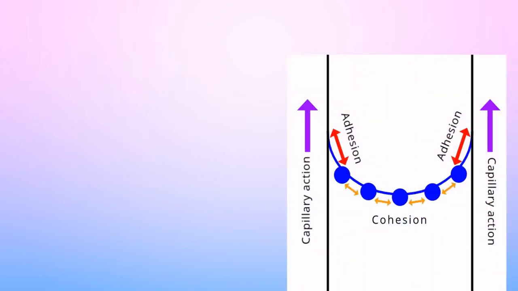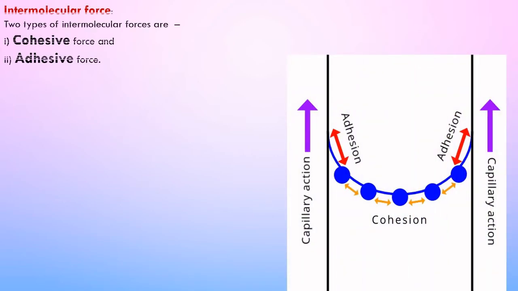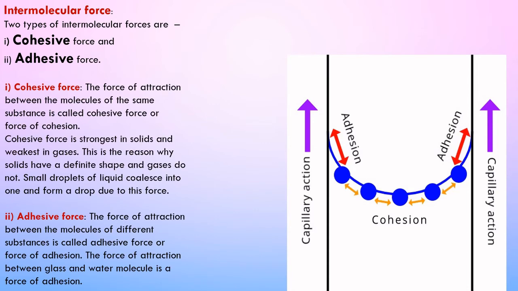Now to understand the concept deeply, we should understand the intermolecular forces in detail. Now there are two types of intermolecular forces. First one is the cohesive force, second one is the adhesive force. Now we will discuss one by one. The first, cohesive force, is the force of attraction between the molecules of the same substance.